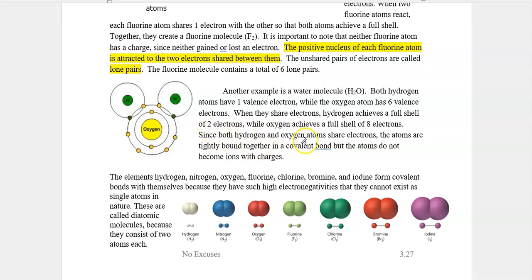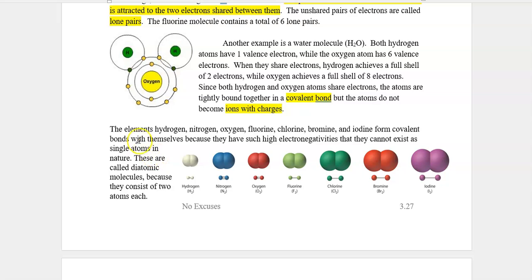Since both hydrogen and oxygen atoms share electrons, the atoms are tightly bound together in a covalent bond, but the atoms do not become ions with charges. So you can see what's happening in the diagram here. The oxygen's getting the 2 electrons it needs, and the hydrogens are each getting the 1 electron they need to have full shells.